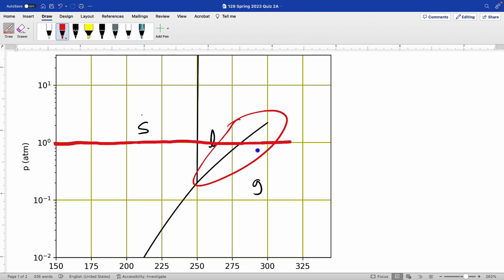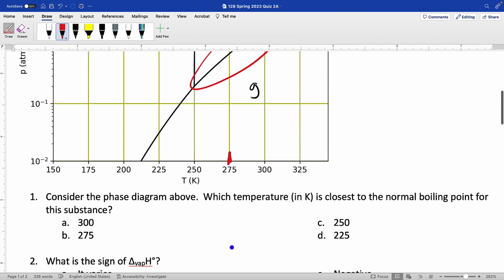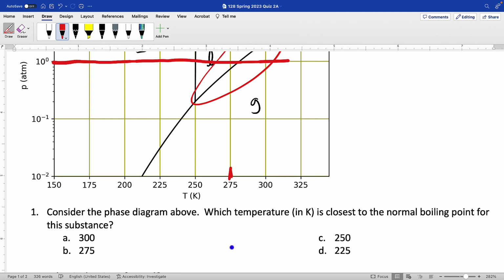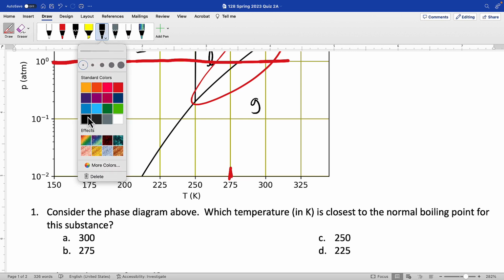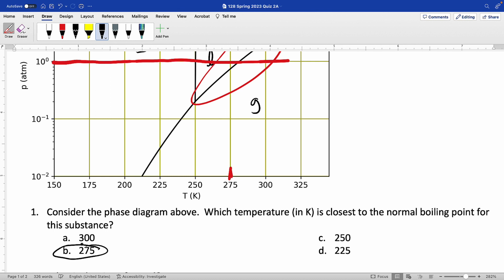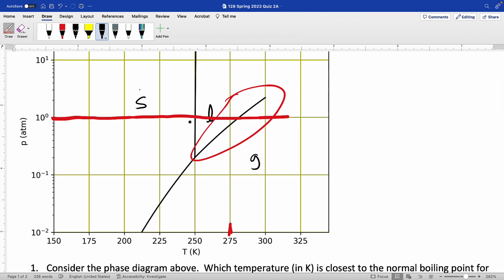And we can see that that is closest to 275. It's a little higher, probably more like 280, maybe 278 or something, but we'll use that number if we have to round. And indeed, we do have to round on our answer here. We can see that the closest is going to be 275. So that is going to be our answer. So let's go ahead and circle that. 275 is our normal boiling point. And if we look at where this line intersects the solid liquid line, we can see that's going to be our melting point. That's going to be around 250 kelvins.